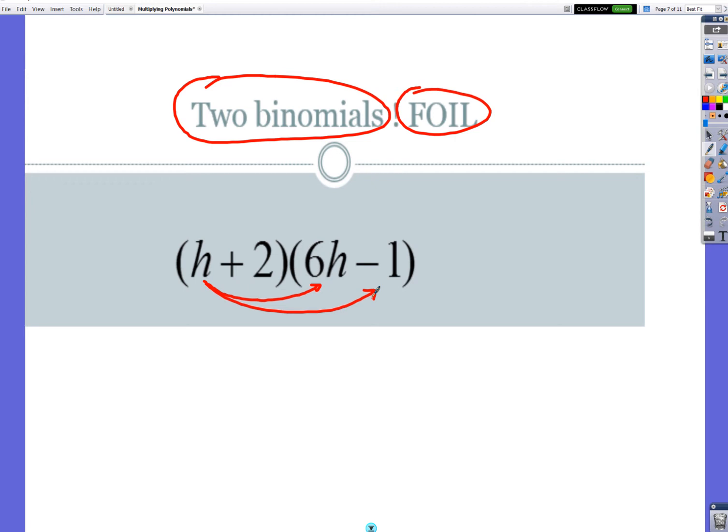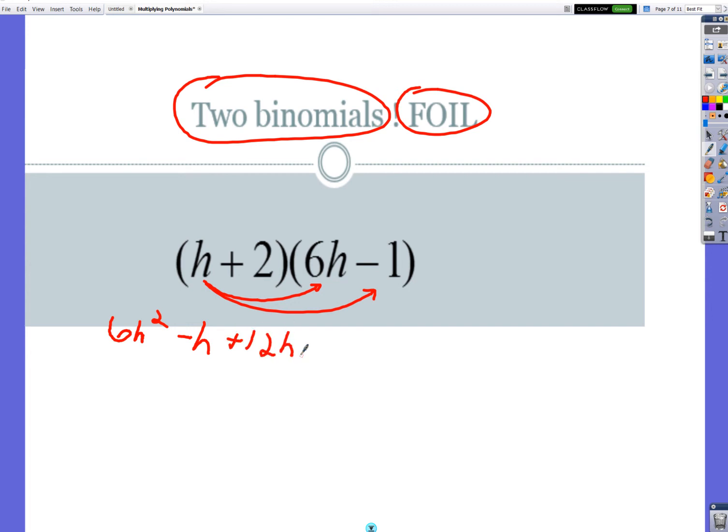H times, every arrow represents multiplication. H times 6H is... 6H squared. You multiply the numbers in front. 6 times 1 is 6. H times H is H squared. H times -1 is negative H. Oh, I'm sorry, maybe I went too fast there.